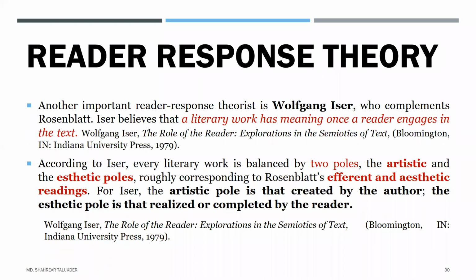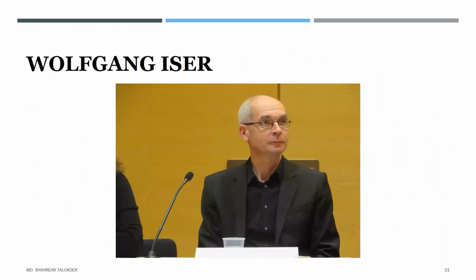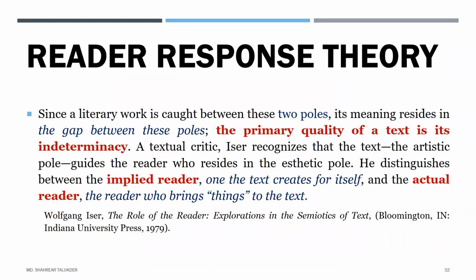So for Iser, the artistic pole is that created by the author. So the artistic or a style is created by the author, not by the reader. The aesthetic pole is that realized or completed by the reader. The artistic pole is created by the writer. The aesthetic pole is realized or completed by the reader. So the artistic or a style is created by the author, the writer creates it. The aesthetic pole or aesthetic reading is solely the reader's responsibility; the reader will create the meaning, the interpretation. That is Wolfgang Iser, that's his image or photograph. Okay.